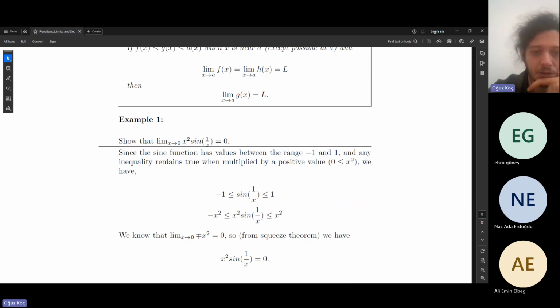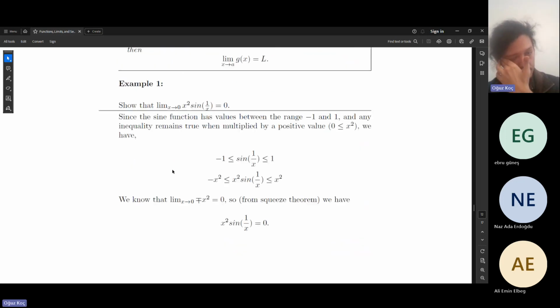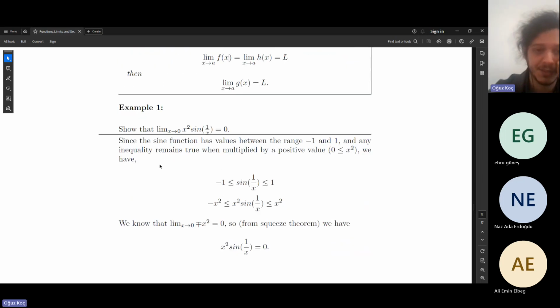We can give more detail, or we can increase the understanding of the squeeze theorem with additional examples, two examples. In the first example, we need to show that the limit of x squared times sine of 1 over x as x goes to 0 is equal to 0.